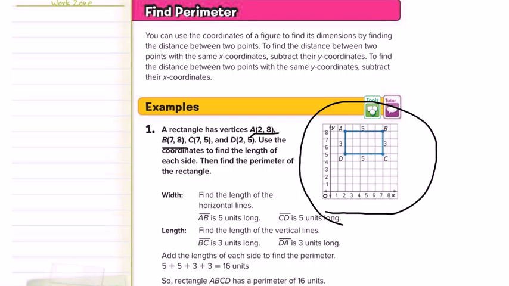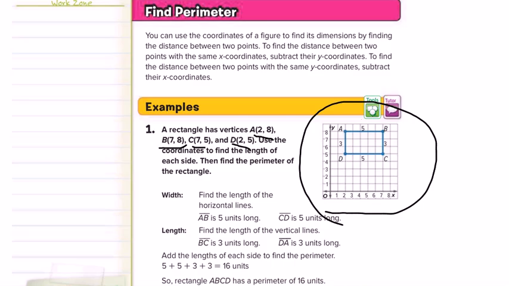Then, to find the distance between A and D and B and C, you have to subtract and find the difference between those. So you notice that A and D both have the same x-coordinate of 2, but their y-coordinates are different. So 8 minus 5 is 3. And the coordinates for B and C have the same x and different y. So if I were to subtract those y's, 8 minus 5, I would get 3. So the length of my rectangle that I have here is 5, and the width is 3.